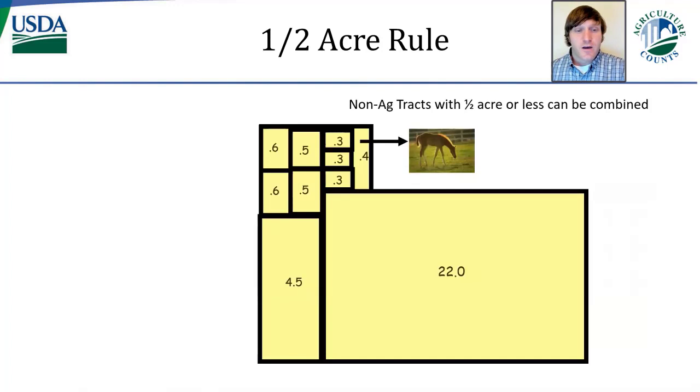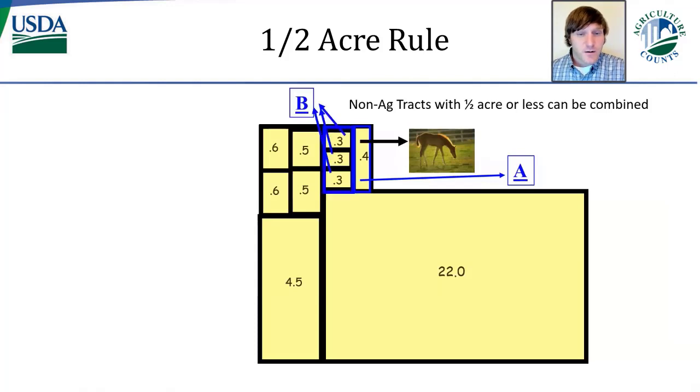Here's an example of the half-acre rule. Non-ag tracts of half acre or less can be combined into one tract letter. So let's look at the first parcel of land. It is 0.4 acres, meaning it's less than half an acre, but it has a horse on it, so we must give it its own tract letter. It will be tract letter A.